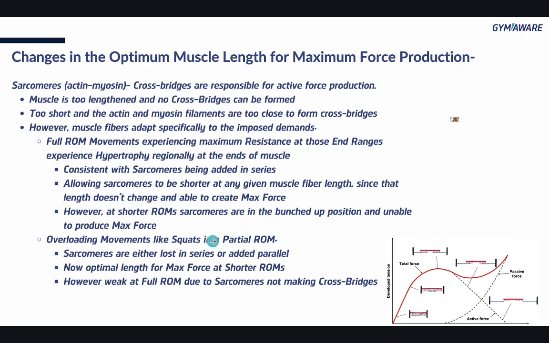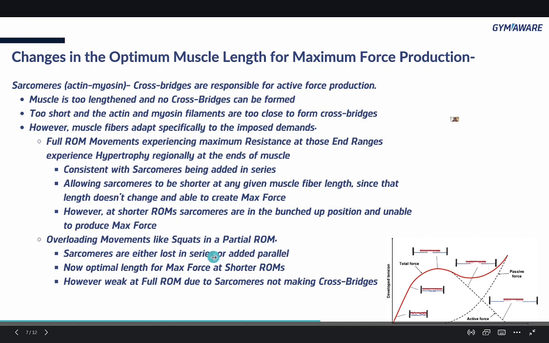So overloading movements, like in squats, in a partial range of motion, sarcomeres, number one, are lost in series and/or added in parallel. So they get super strong. And once again, now the optimal length for max force is at a shorter range of motion. That's that adaptation. So when you do a lot of partial range of motion, you get really good at force production at that short range of motion.